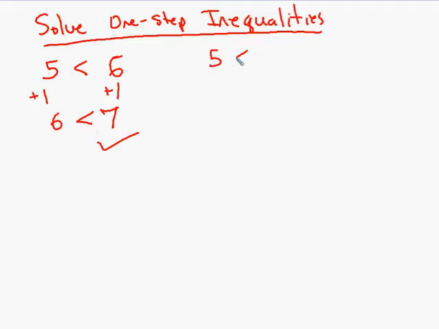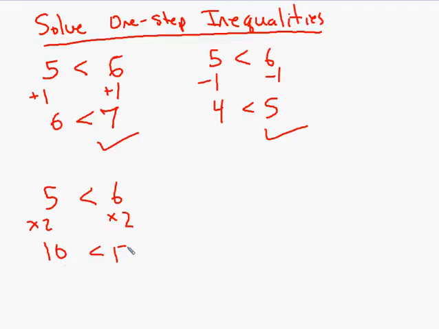All right, let's start with the same thing. Maybe I can subtract the same thing from both sides. 4 is less than 5. Yeah, that works, so I can do that. Let's see. 5 is less than 6. Maybe times 2. Let's try times 2. 10 is less than 12. Yeah, I can do that.